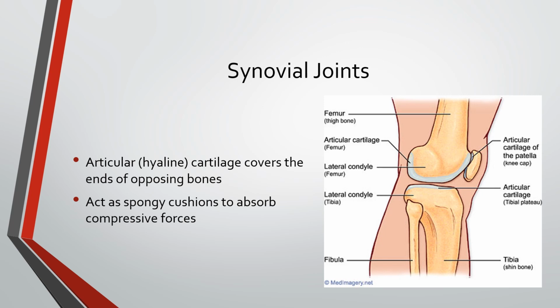Again, like we just mentioned, our articular covers are made of hyaline cartilage that's going to cover each end of the bone. Okay, so it covers each end of the opposing bones. It acts as a cushion to help absorb compressive forces. It's also smooth in nature, and the reason for that is it's going to help to reduce friction when these bones have an interaction with each other.